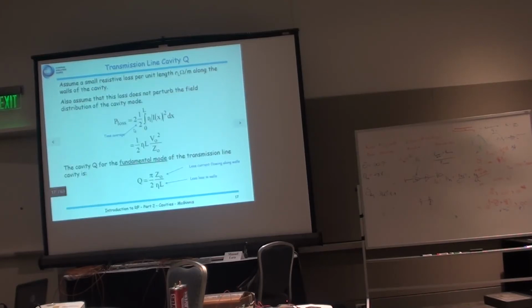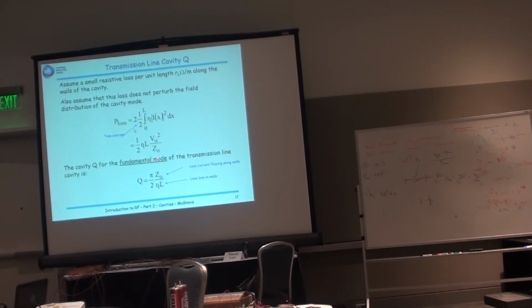Okay, so now, what about the power that's lost in the cavity? Let's assume that there's a small resistive loss of R ohms per unit meter along the walls of the cavity. Assume that it doesn't perturb the distribution of the field. If it was a very lossy cavity, yeah, you'd actually start to see the fields decay away. So the power loss then is you just basically integrate the current squared times the resistance per unit length over the length of the cavity. You know what the current is from the equations, and so you can get the power loss in the cavity given by this formula here.